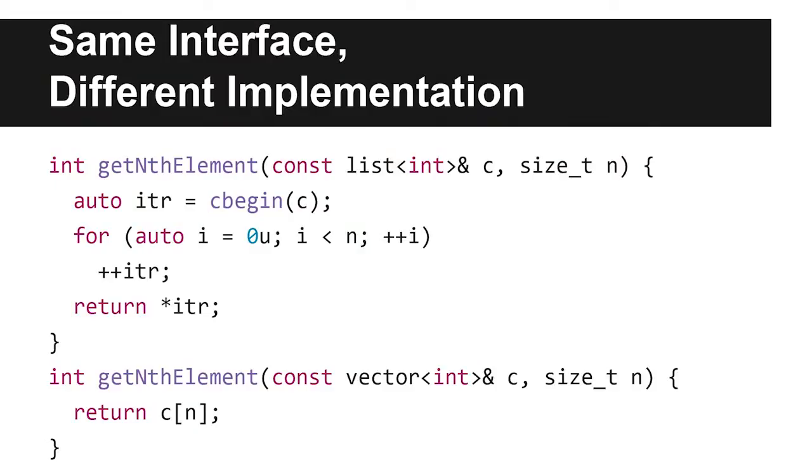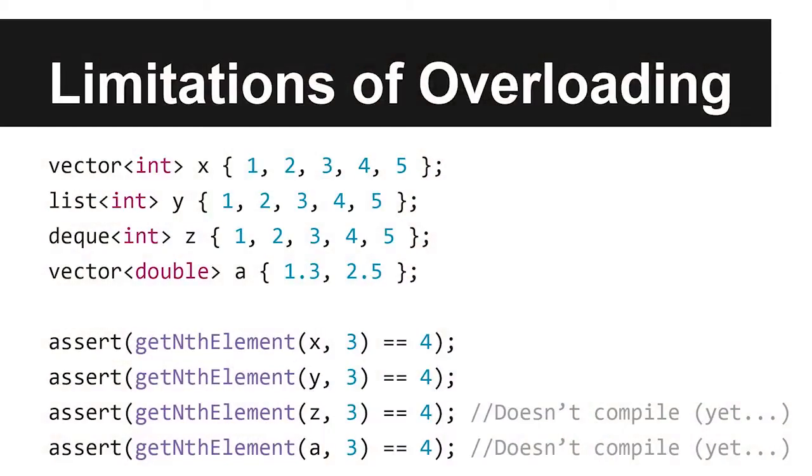Take these two bodies, put them next to each other. This is overloading. And all of a sudden, my example from before for vector and list just works. It works for both types of containers, and it works as fast as it possibly can for both types of containers. All right. Now we have a deque of int and a vector of double. And those bottom two lines don't compile.